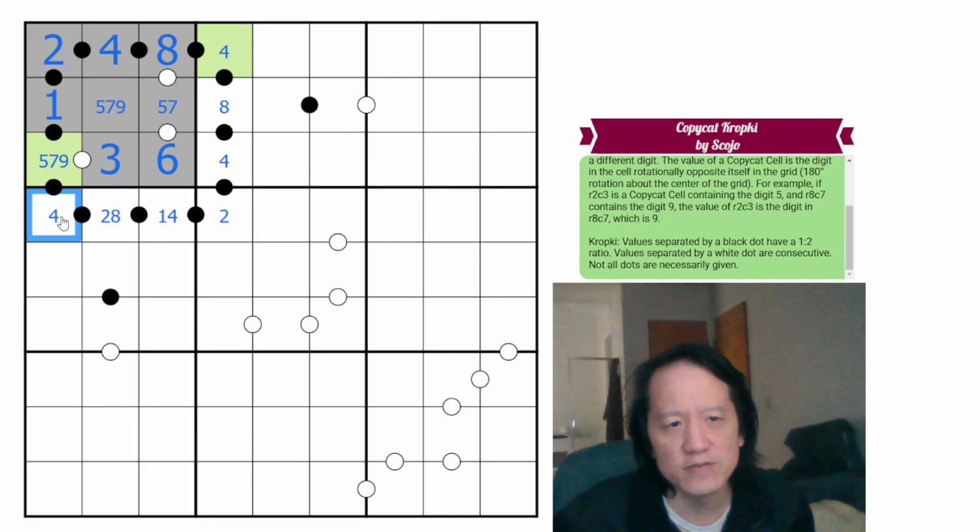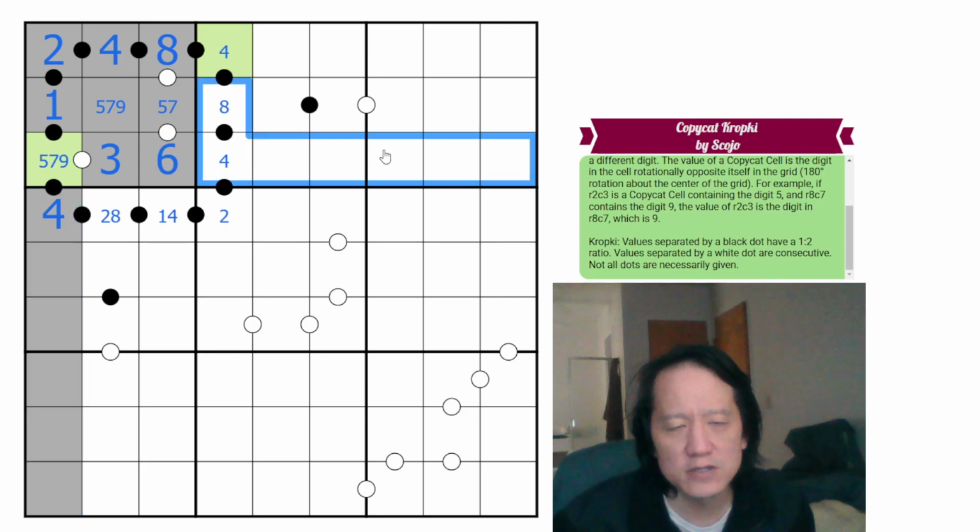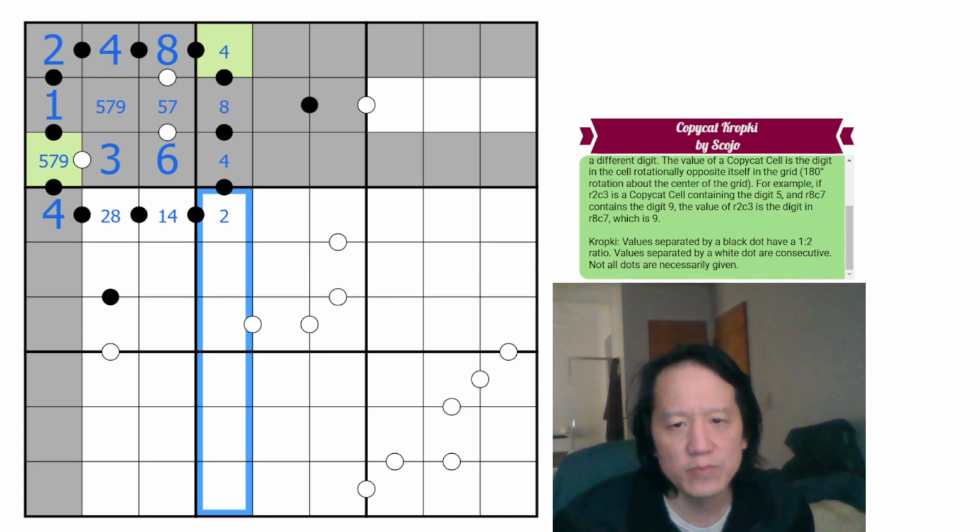This has to be 4 because this is a copycat cell here. So these can't be copycat cells anymore. These can't be copycat cells. And this can't be a copycat cell. So one of these 2 is a copycat cell because either this is 4 and that's 8, or this is 2 and that's 2. So this is not a copycat cell. This is 2, 4, and 8.